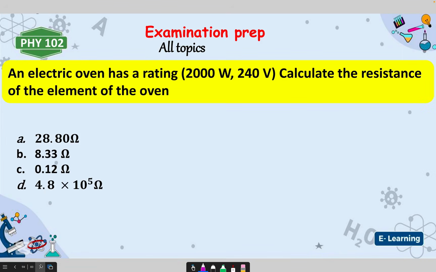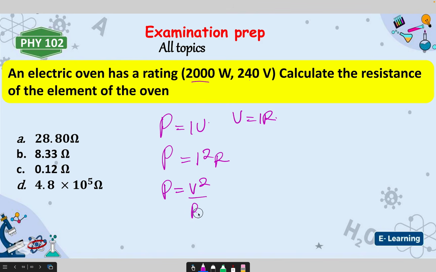Now, next question. An electric oven has a rating of 2000 watt, 240 volt. Calculate the resistance. P is equal to what? IV. The same way, P is equal to what? I, V is what? IR. So P is I square R. What we are looking for is R. But we are given, okay? There's actually one other formula we can use. P is also equal to V square over R.